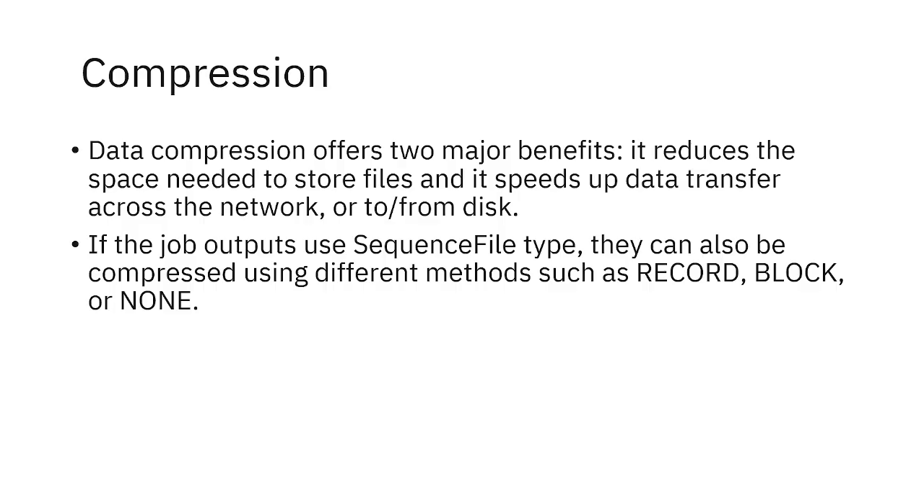So, compression. Data compression is very important in the MapReduce architecture because we have to combine the data without any loss. The major benefit of compression is that it reduces the space needed to store the file, and it speeds up the data transfer as well as the data processing across the network. If the job output uses the sequence file type, it uses different compression methods: record, block or none. Thank you.